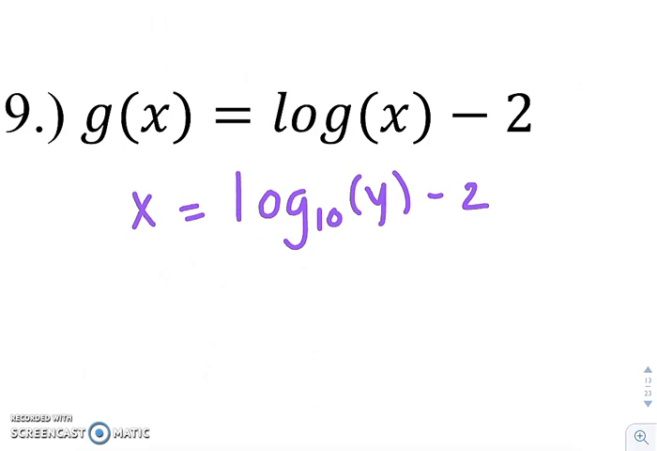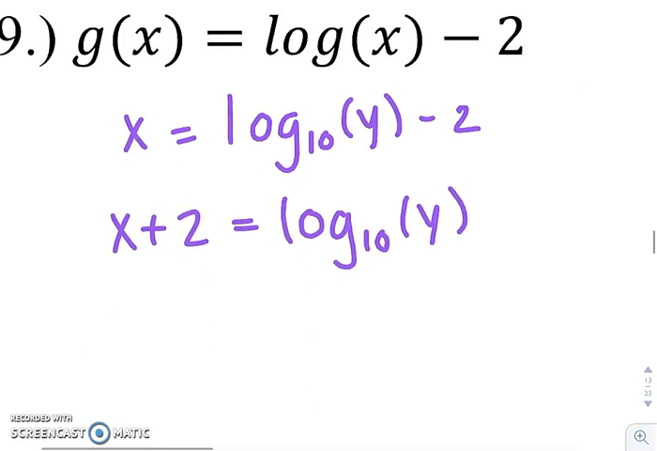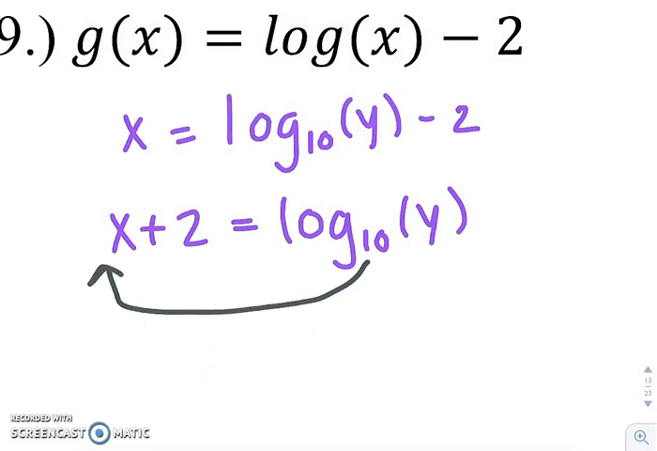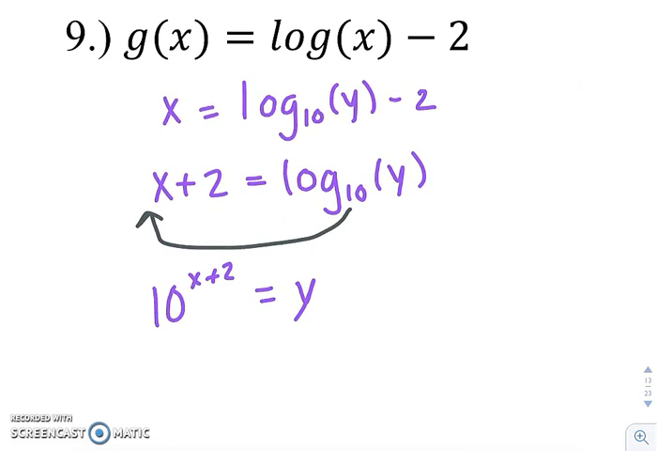So first step is going to be to add the 2 over. x plus 2 equals log base 10 of y. There's nothing being added or multiplied by that logarithmic expression anymore, so the next step is undoing it. So we now have 10 to the power of whatever's on that left-hand side, x plus 2 equals y. So we would technically be good to go here. Again, I will just write it in inverse notation. So 10 to the power of x plus 2 equals g to the negative first of x.